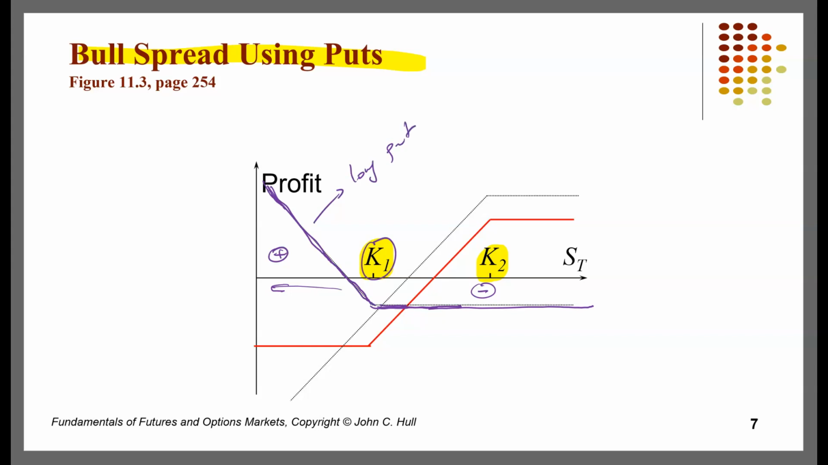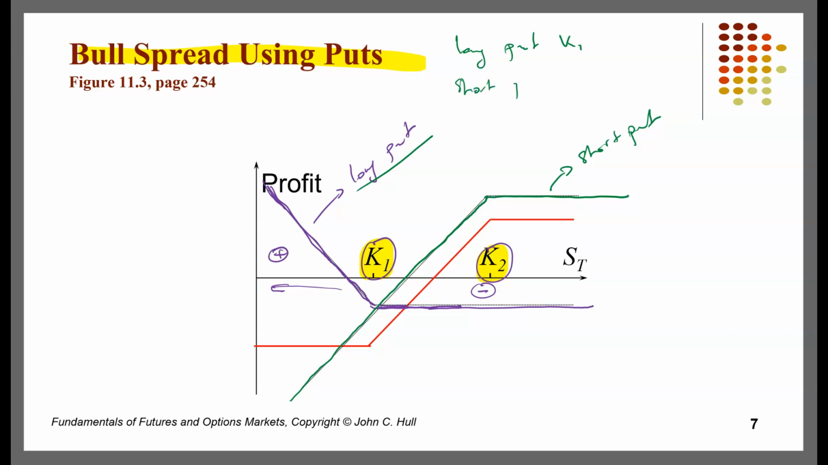And for our short put, we're going to take a strike price that's a little higher than that. Our short put is going to be that one. In this case, remember, the long put has a strike price K1, and the short put has a strike price K2, and K2 is always greater than K1. That is why we're working with the bull spread.